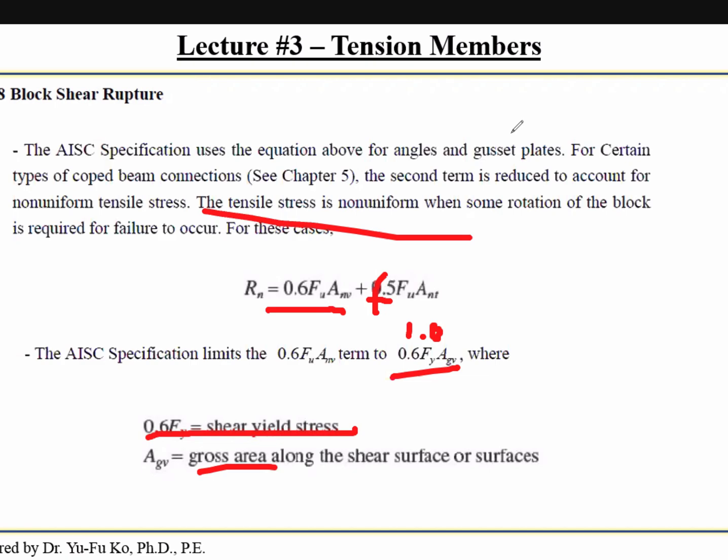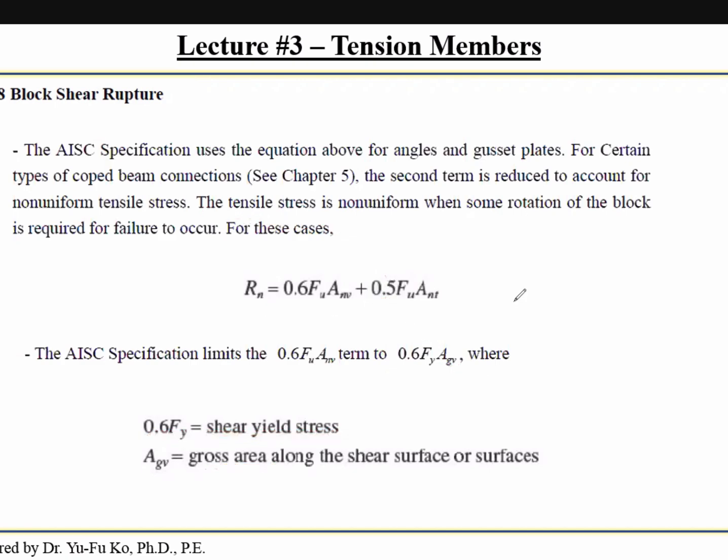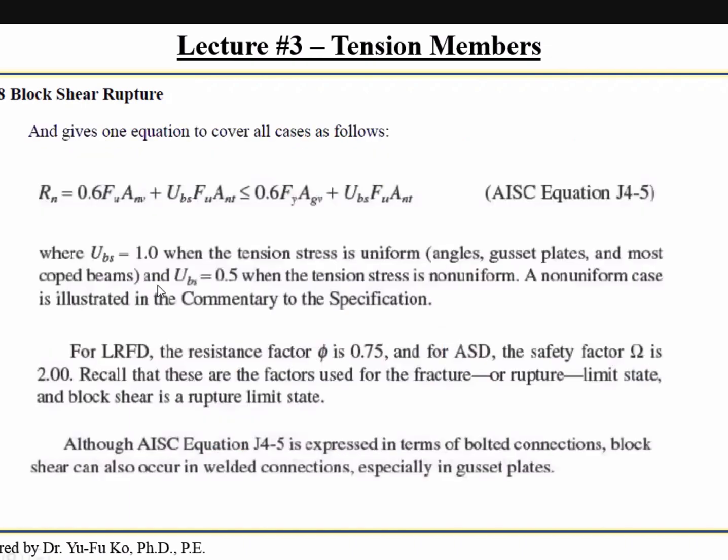So with all that combined, we arrive at this equation, J4-5 in the specification. So your block shear is 0.6 Fu Anv plus Ubs Fu Ant. But this equation needs to be less than or equal to 0.6 Fy Agv plus Ubs Fu Ant.